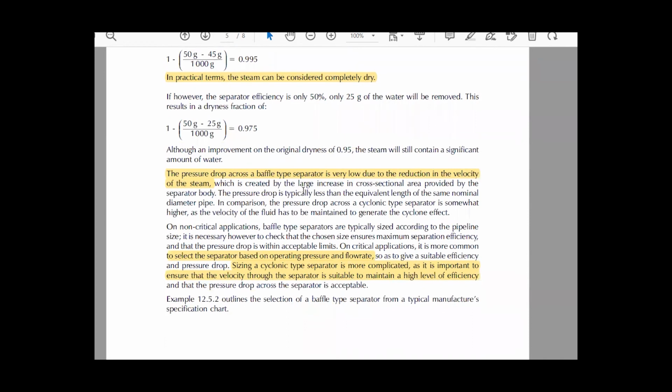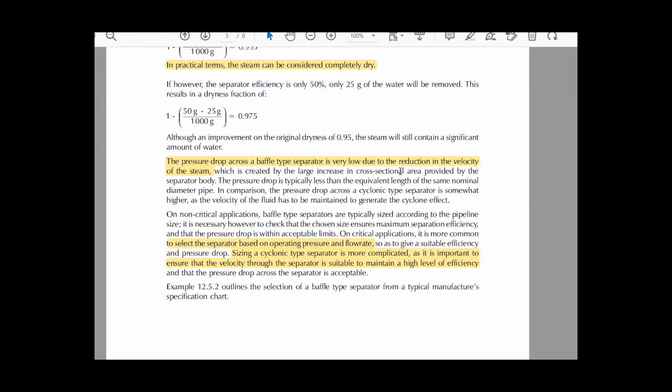The pressure drop across the baffle plate separator is very low because it has a large capacity. So when I increase the size of the separator, this is a point of discussion for the next 10 minutes. So make your brain concentrate with me on this point, because it's an important point.